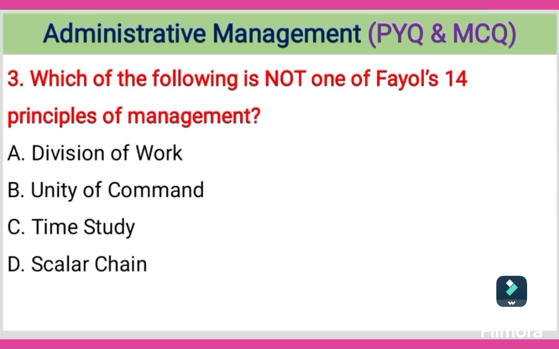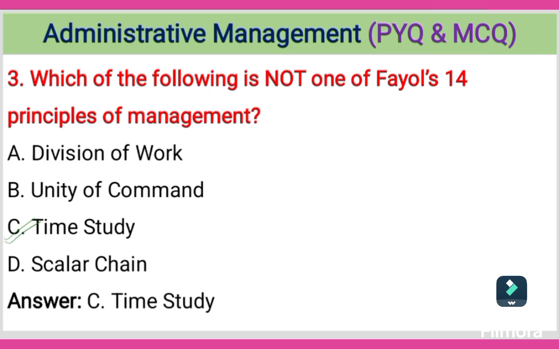Next question is, which of the following is not one of the Fayol 14 principle of management? A. Division of work, B. Unity of command, C. Time study, and the D is scalar chain. So division of work, unity of command, and scalar chain, these are all the principle of management. So the correct answer is C. Time study.